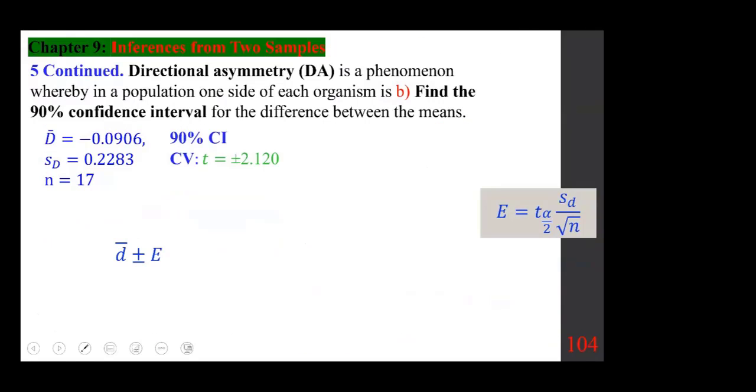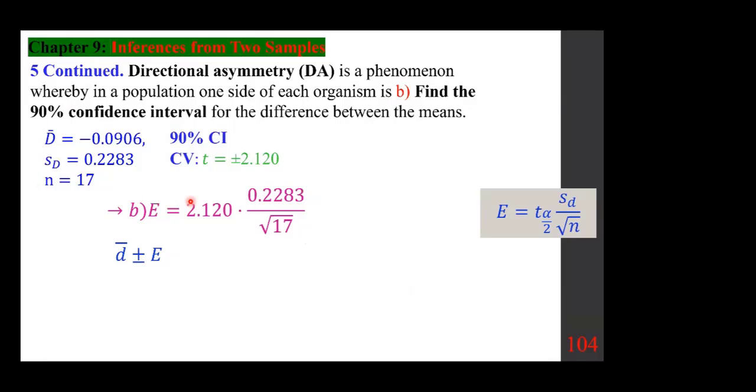Now we want to come up with a 90% confidence interval, D bar, S sub D, and we have it from the previous page. We have the critical value, 90% confidence interval. This is from the previous page, and so we can move on. Remember, alpha was 0.05, so a 90% confidence interval makes sense. So we use the same information.